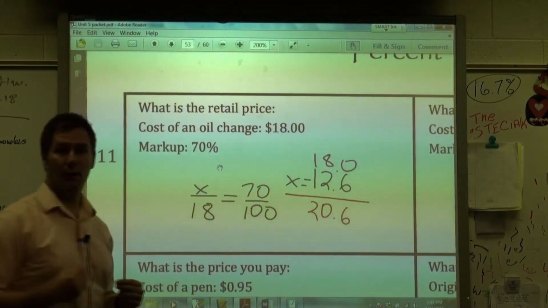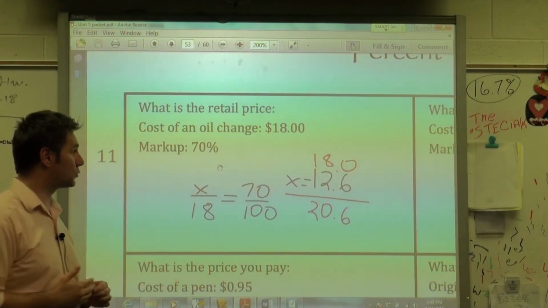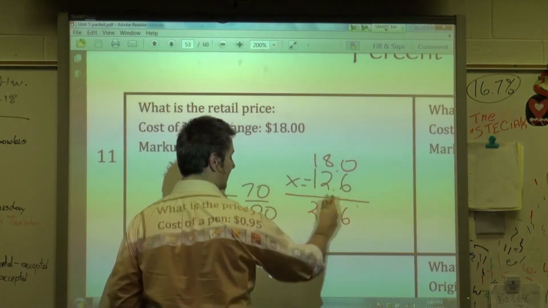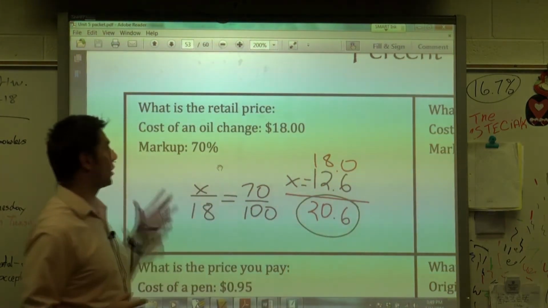This way, our answer to the following problem is $20.60. That is the price, that includes cost and the markup.